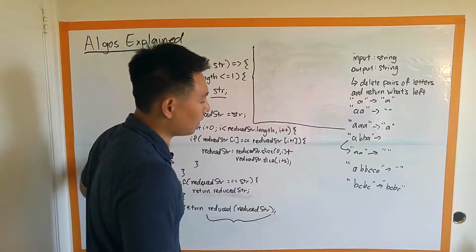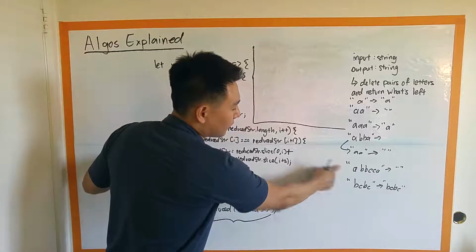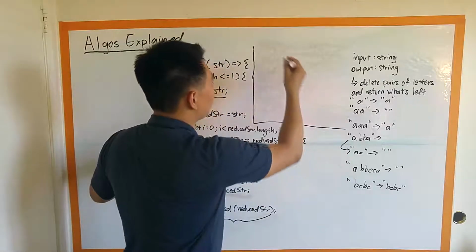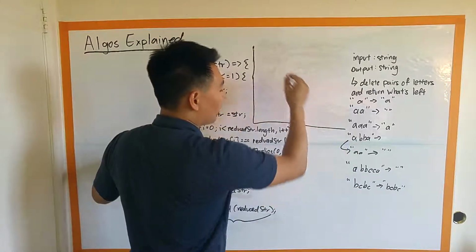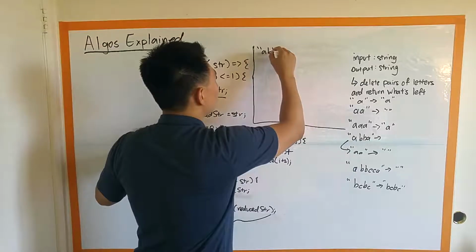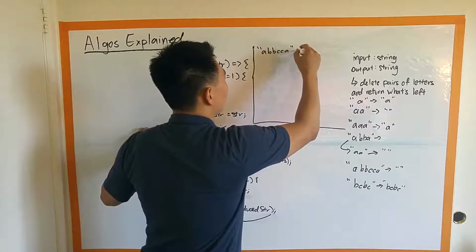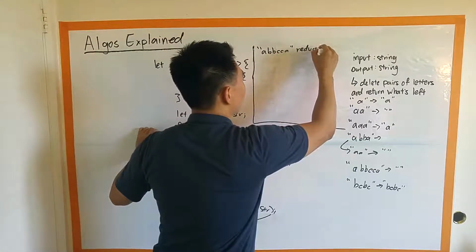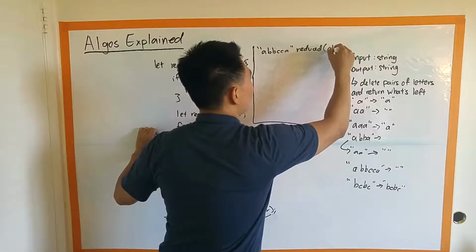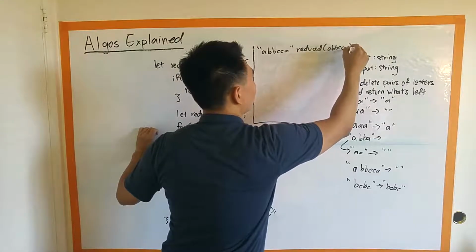Cool. And so let's go over this example here, or actually, let's go over that example. It'll be the same length as that one. A, B, B, C, C, A. And so reduce of A, B, B, C, C, A.